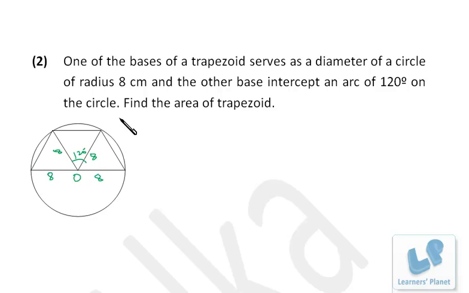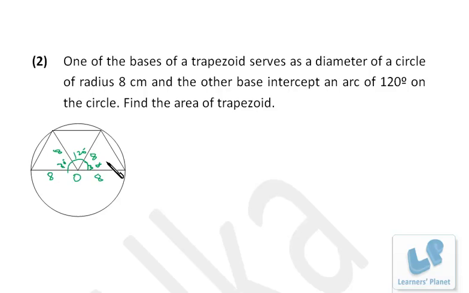Now after that, since this trapezium is inscribed in the circle, that means it has to be isosceles. That means this length must be equal to this length, right? And this angle must be 30 degrees and this angle must be 30 degrees. Now these two triangles are the same, right?